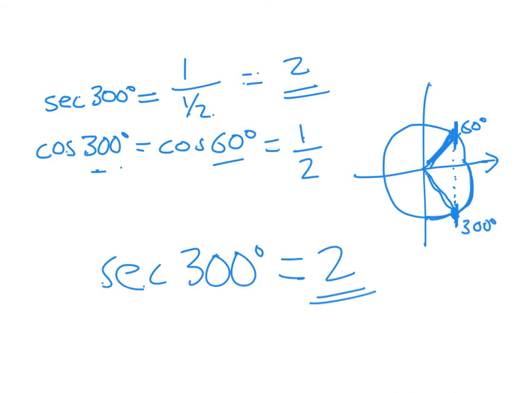So if I'm asked something like sec of 300, I know it's 1 over cos 300. And I can refer back to my unit circle. That's where it may be useful.